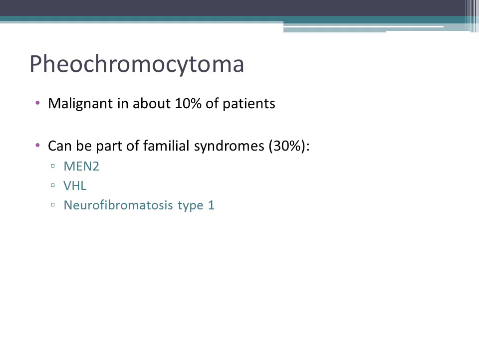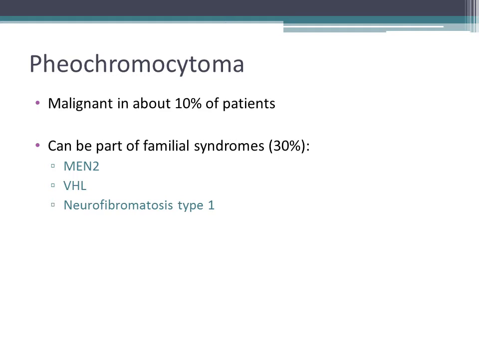Pheochromocytoma has malignancy potential. It's malignant in 10% of patients, which means that in 90% of cases it's benign. Pheochromocytoma can be part of a familial syndrome, at least in 30% of cases. We have multiple endocrine neoplasia as an example, VHL as another example, or neurofibromatosis type 1. So all these syndromes have pheochromocytoma as part of those syndromes.